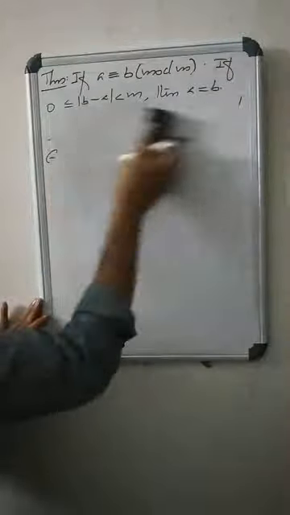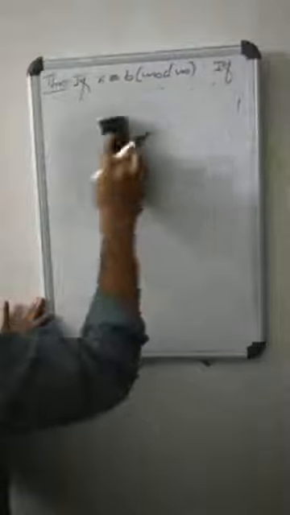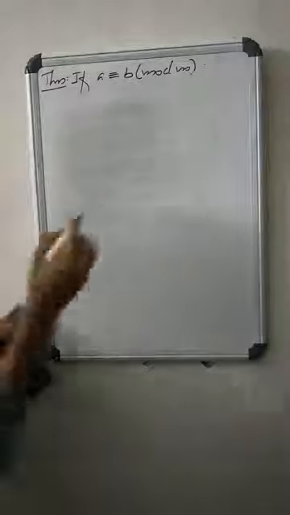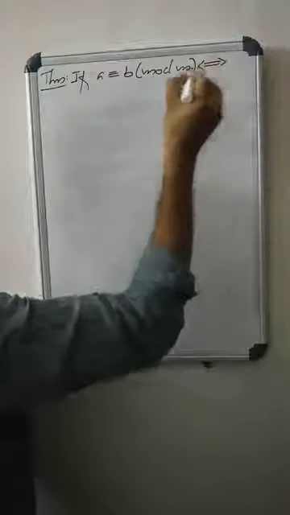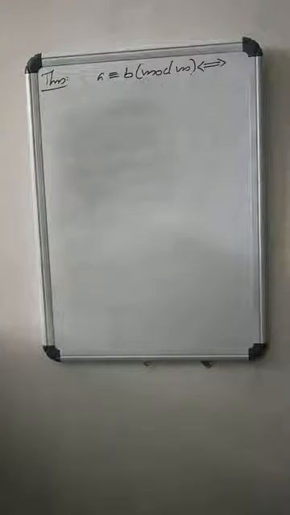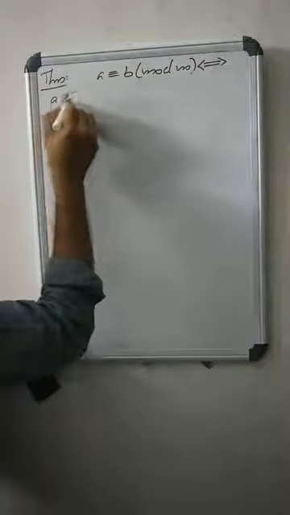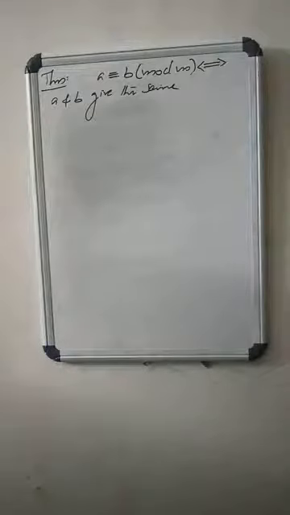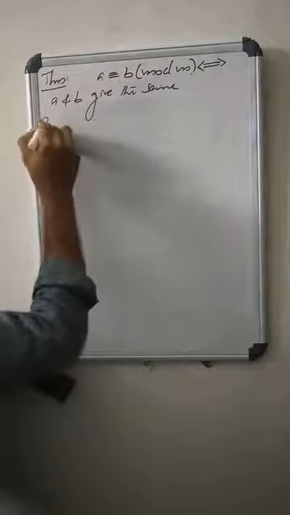Now, consider another result. Suppose A is congruent to B mod M. A is congruent to B mod M if and only if A and B give the same remainder when divided by M. So the theorem is important. Then come to its proof.